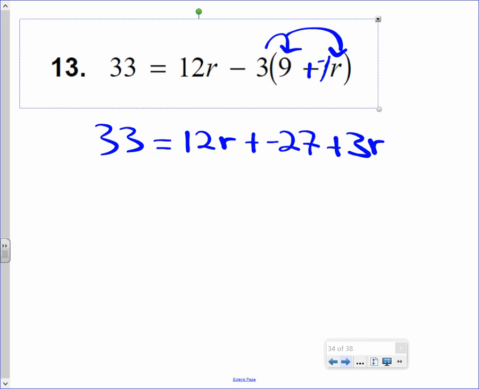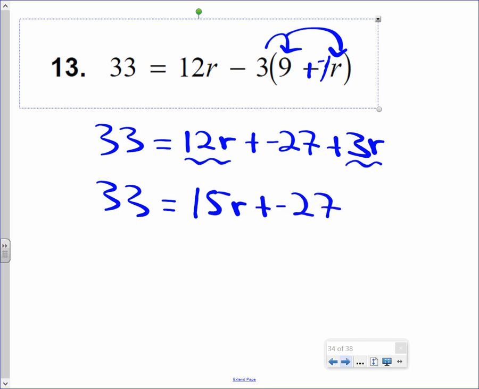Like terms are 12r and 3r. This was what quiz 1 was all about. Remember week 1, the foundation of the house? You got to know like terms. You got to be able to simplify those puppies. 12r and 3r make 15r, huh? There's 15 r's total. Nice.